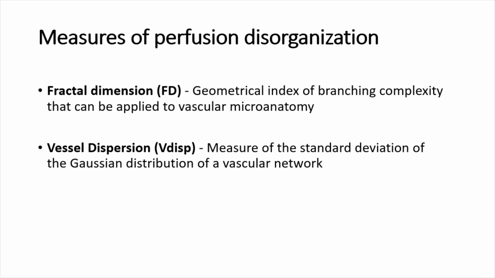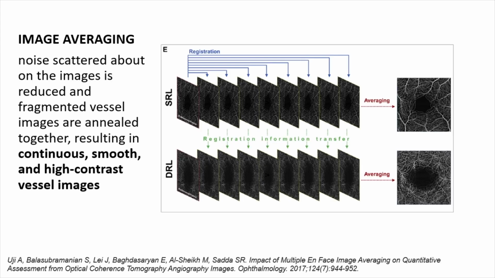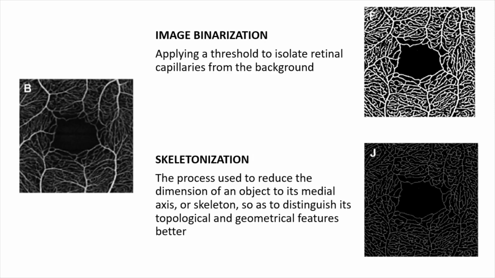There is something called a fractal dimension, which is a geometrical index of the branching complexity that can be applied to the vascular microanatomy. Then there's vessel dispersion, which is a measure of the standard deviation on the Gaussian distribution of a vascular network. For any angiography image, first we need to do an averaging of the image so that a high contrast vessel image can be seen.